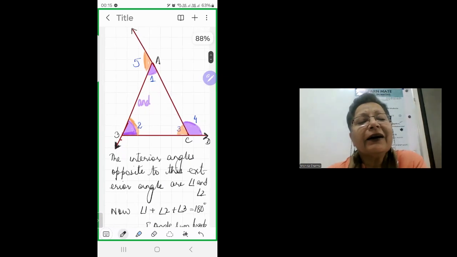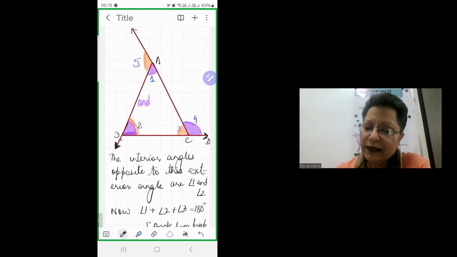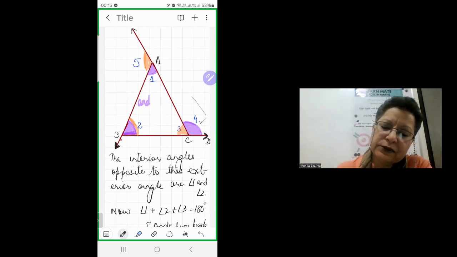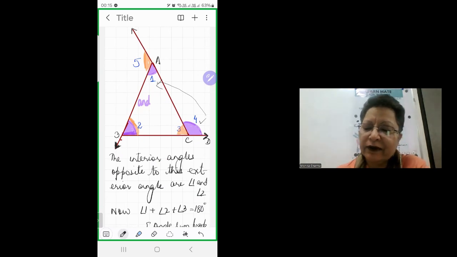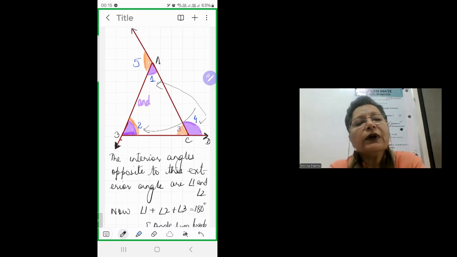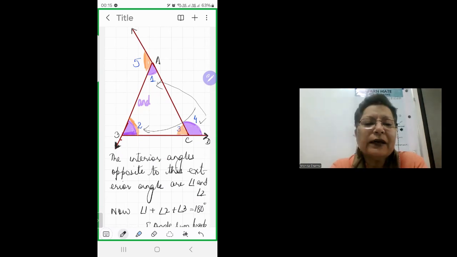Now, what are the angles opposite to angle 4? I have this one here, which is angle 4. If I look at it now, opposite to angle 4, I will be having angle 1 and I will be having angle 2. So I am going to try and establish a relationship between the exterior angle at point C and the interior opposite angles, which are angle 1 and angle 2.